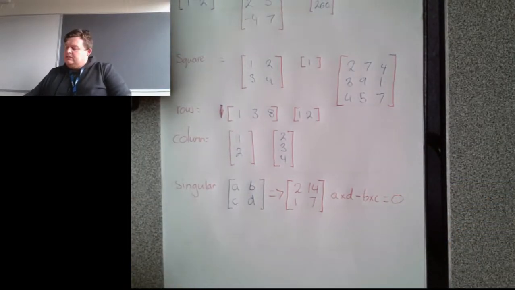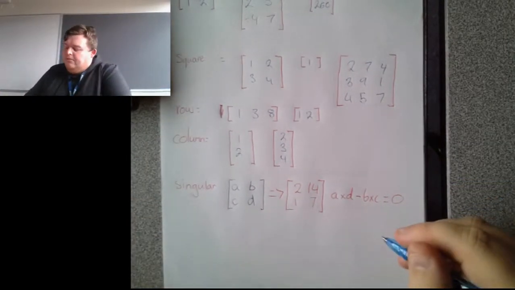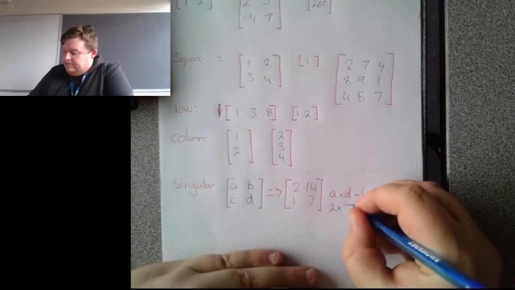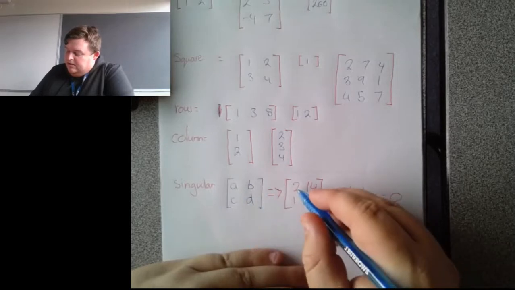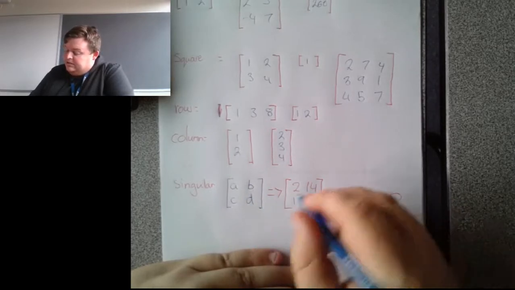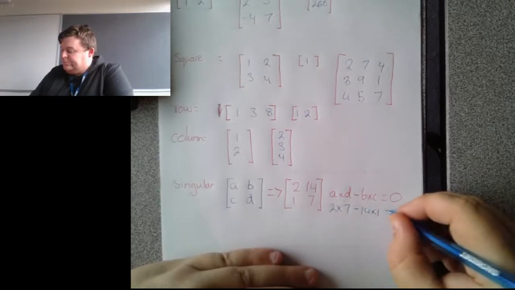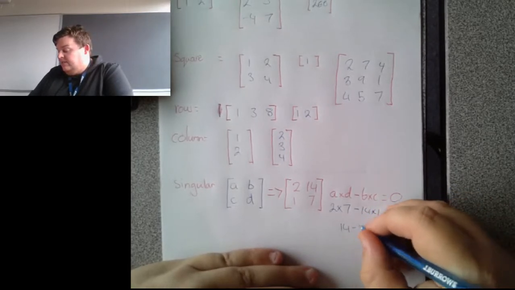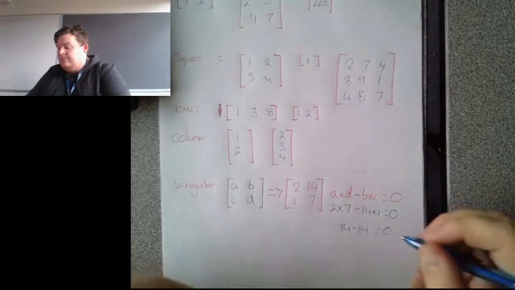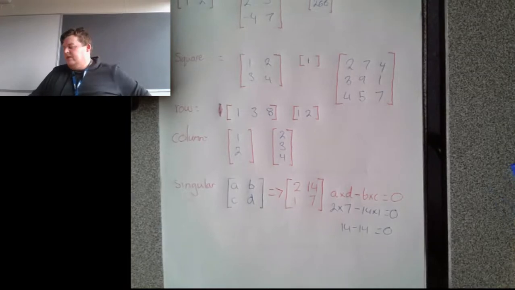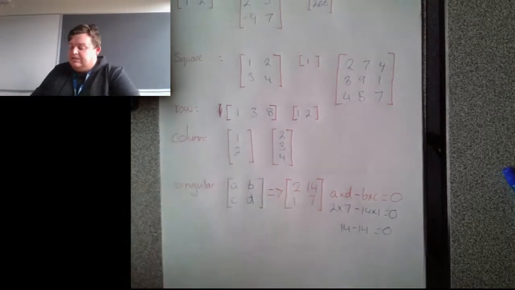So this has to do with the inverses, which again we'll cover later on, but we can check and see that this works. A times D, so 2 times 7, minus B times C, so 14 times 1, gives us 14 minus 14, which equals 0. So that means that it's a singular matrix, which means that there's no possible inverse for that, but we'll get into that in a few lessons from now.